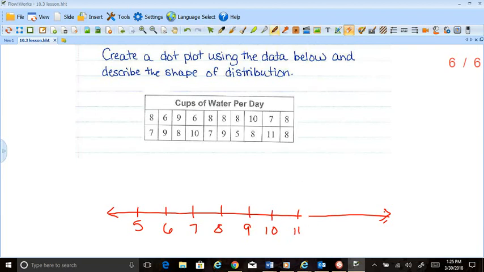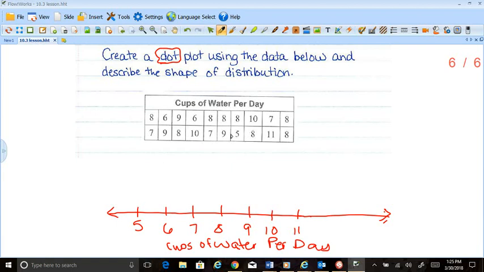Below it, you want to give it the title: cups of water per day. Don't forget to title any graphs or plots that you do. And because it's a dot plot, we need to make sure we include dots, not X's. If you do X's above, you're actually creating a line plot. So dot plots have the dots.